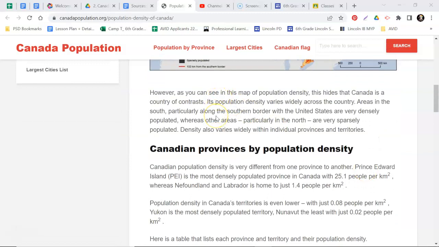However, as you can see in this map of population density, this hides that Canada is a country of contrasts. Its population density varies widely across the country. Areas in the south, particularly along the southern border with the United States, are very densely populated, whereas other areas, particularly in the north, are very sparsely populated. Density also varies widely within individual provinces and territories.